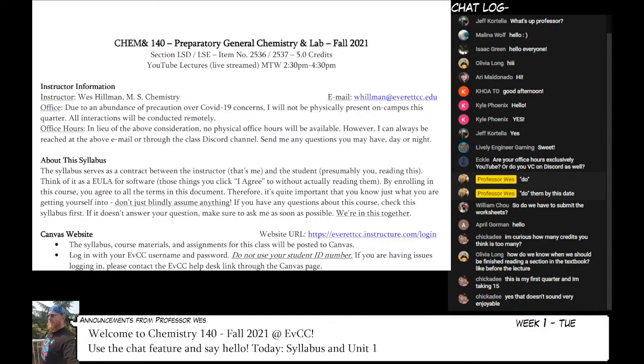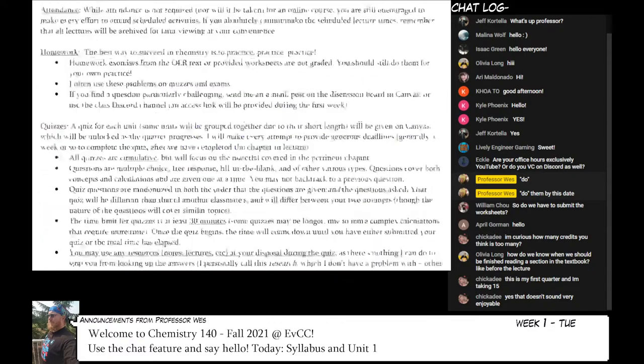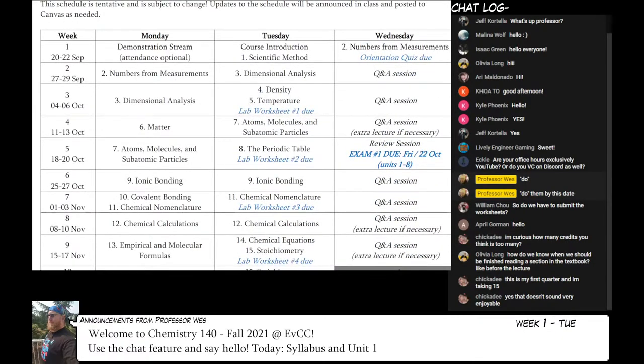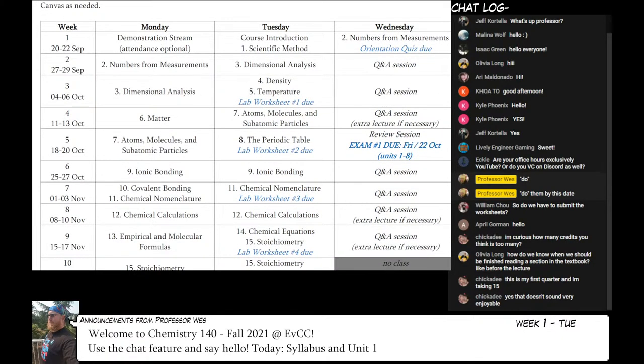All right. There was one more question. How do we know when we should be finished reading a section of the textbook? In the recommended reading, I have the sections delineated by read this thing or read these pages. If you go through all of those in a section, you'll be up to date. If you're wondering what we're going to be doing during that day, if I scroll all the way to the end, we're going to get to this at the end anyway. You can see what we're doing.